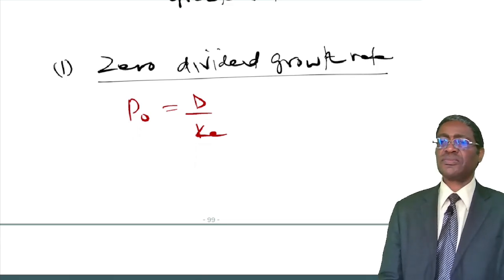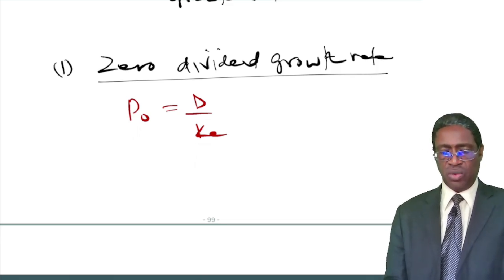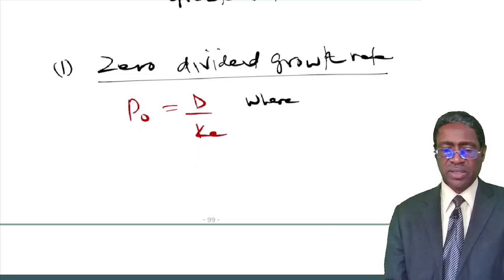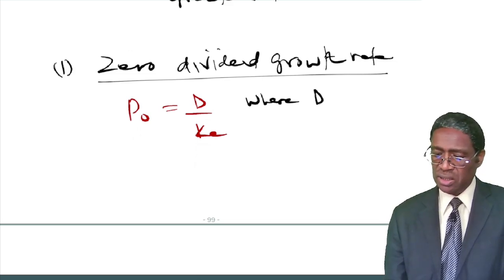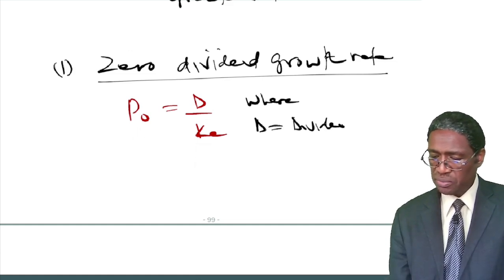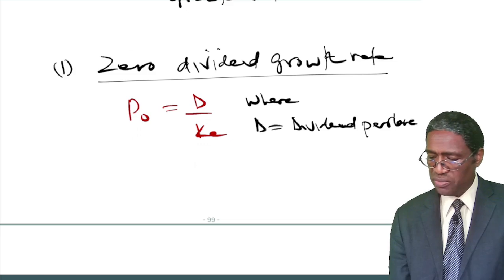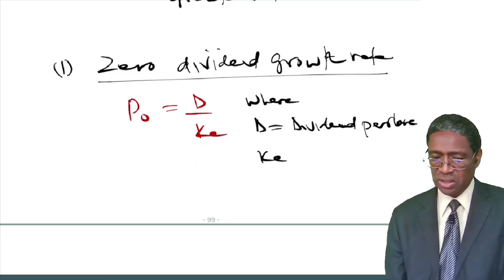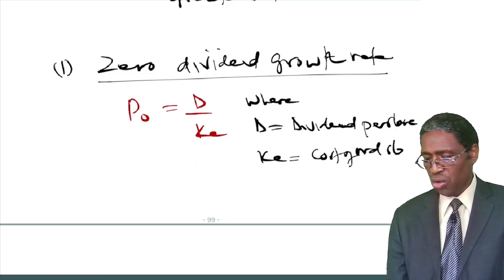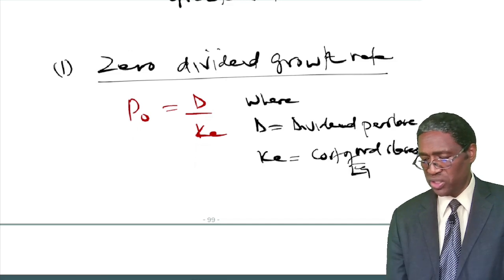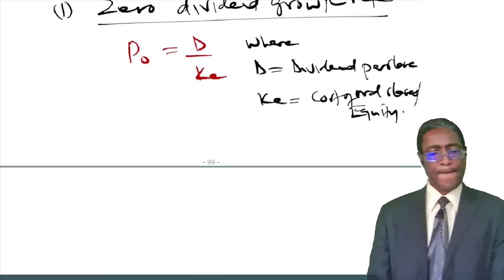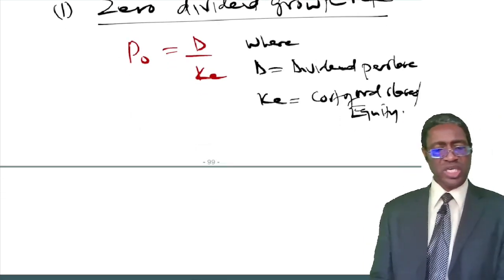Then you say this, where D is dividend per share, and KE is the cost of ordinary shares, the cost of ordinary shares stroke equity.